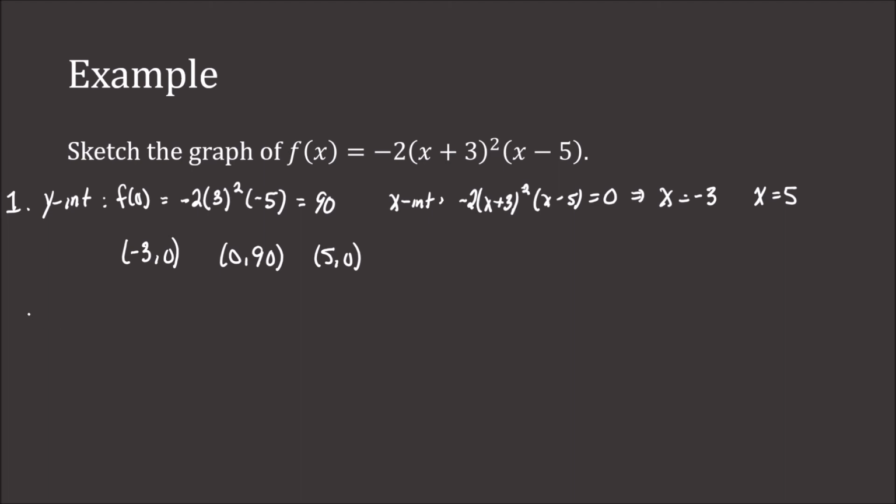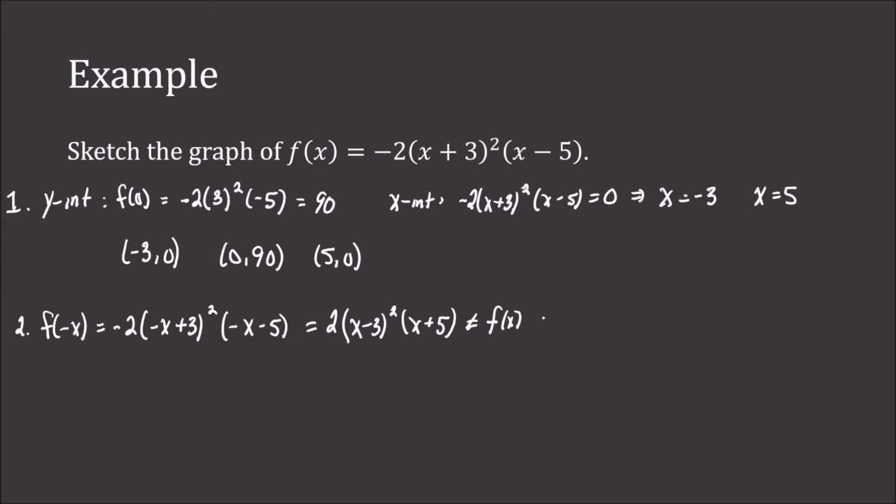Second step is to determine symmetry. So we want to do f of -x. This will give us -2 times (-x plus 3) squared times (-x minus 5). If we factor out a negative from the second term, we'll get +2 times, we can factor out a negative here and square it and it becomes positive, so this becomes (x minus 3) squared times (x plus 5). Notice there's no way to get this to equal either f of x nor f of -x. So there is no symmetry.